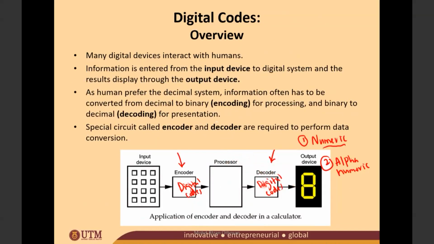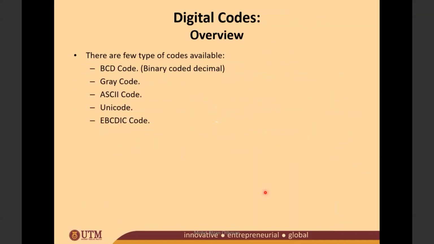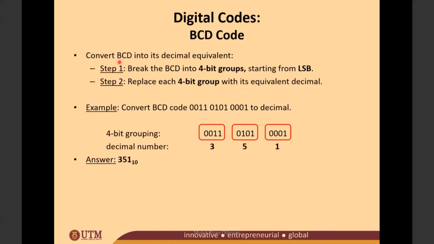So now we are going to use the digital code yang kita nak guna sekarang ni adalah BCD. So how to do that? Okay, step number 1 sama juga. Break the BCD code into 4-bit groups, starting from LSB lah, starting from the least significant bit. Kamu grupkan dia kepada 4-bit boundary and replace each 4-bit group with its equivalent decimal.